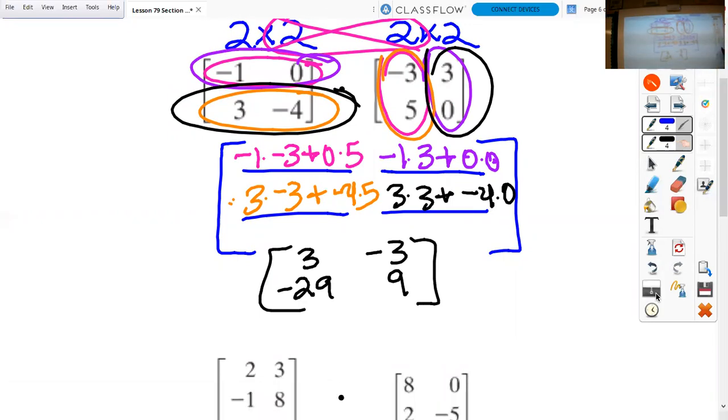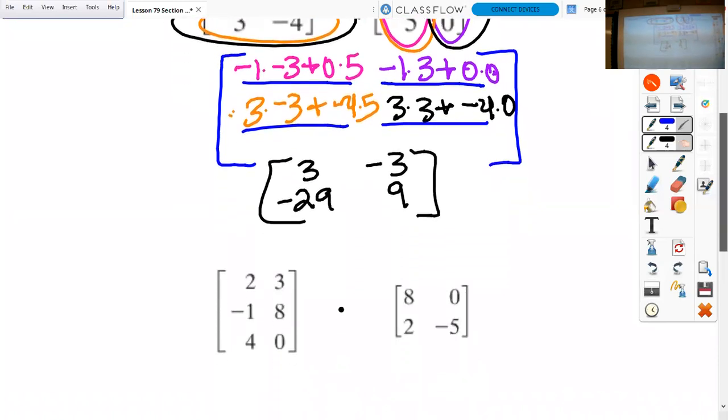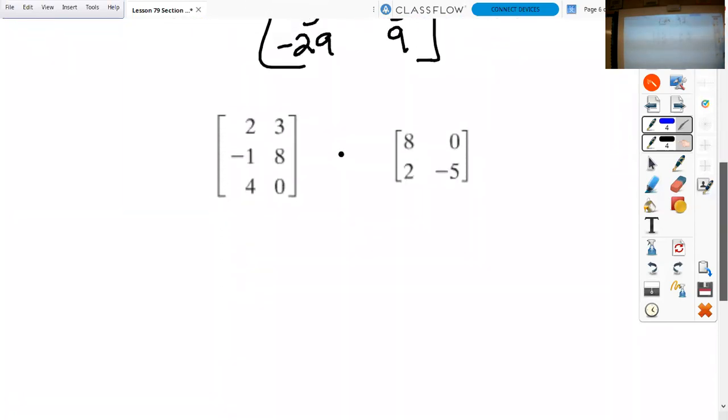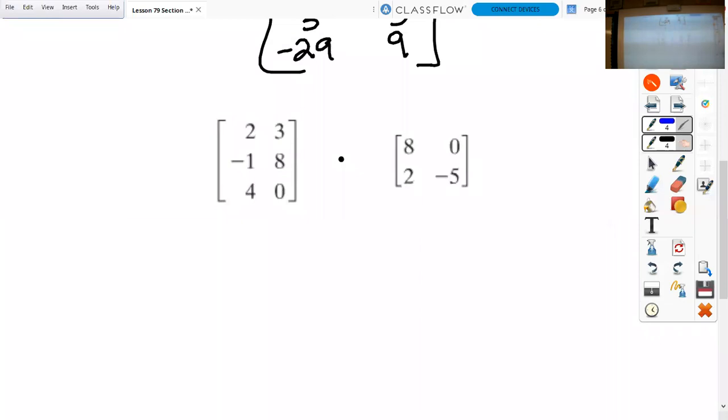All right, let's do another one then. Go ahead and write this out, and we'll do this half together, and then I'll have you finish it. So write down the problem, and then go ahead and write the size on top of each of those matrices.